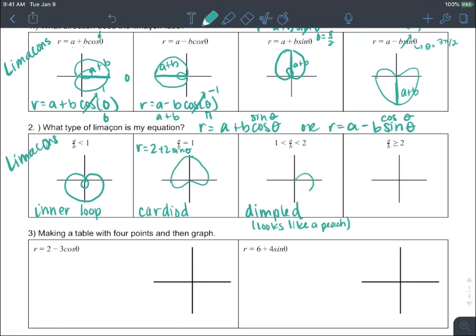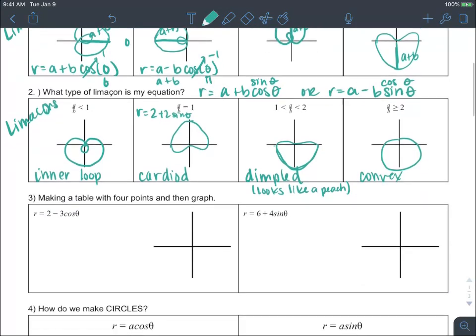So it's like a circle that's been dipped a little bit. Okay. And then if I have A over B greater than or equal to 2, it's what we call convex. So the dimple is popped out. It's convex. Okay.